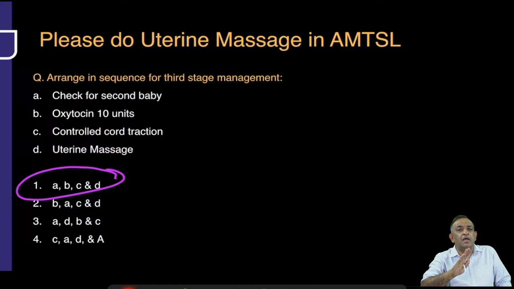Whether you do early cord clamping or delayed cord clamping, it doesn't affect the PPH too much. But yes, if they ask you about cord clamping, it is delayed cord clamping, 60 seconds and more, so that the hemoglobin of the baby increases by 1 gram percent. All right, pediatricians will hate you if you do early cord clamping.